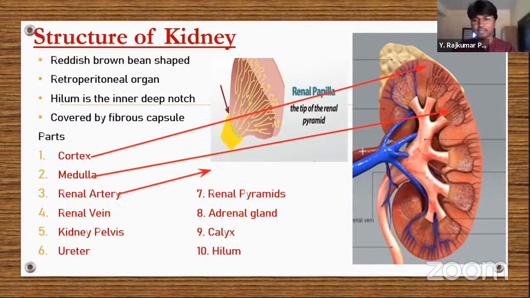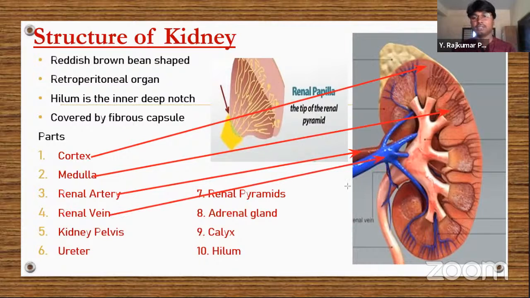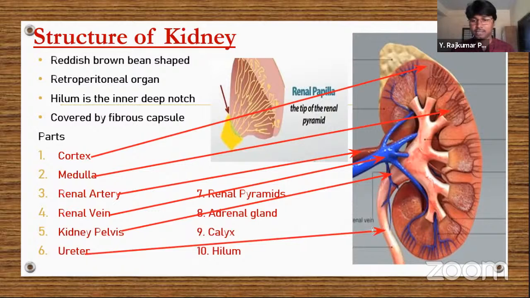Next, the renal artery. The blood vessel which supplies blood to the kidney is called the renal artery, and the renal vein, you can see the blue colored one, takes the blood from the kidney. Next, renal pelvis. This is called the renal pelvis. Next, ureter. The ureter is the pipe-like structure which connects the kidneys with the urinary bladder. Next, renal pyramids. You can see in the inner medulla, there are pyramid-like structures. These are called renal pyramids.